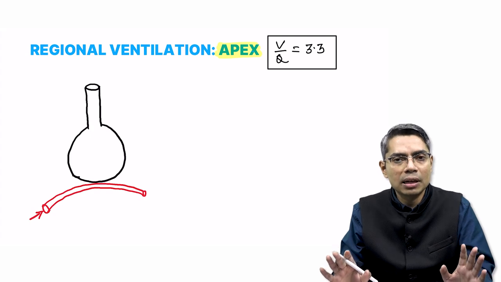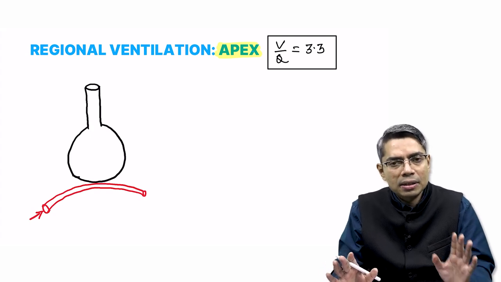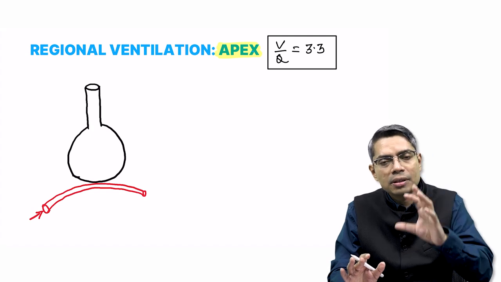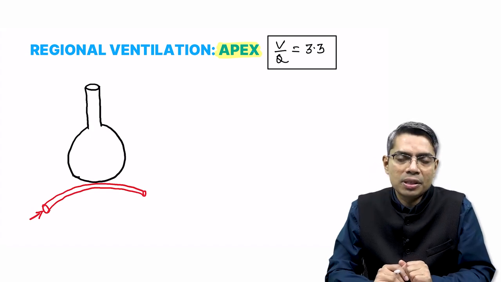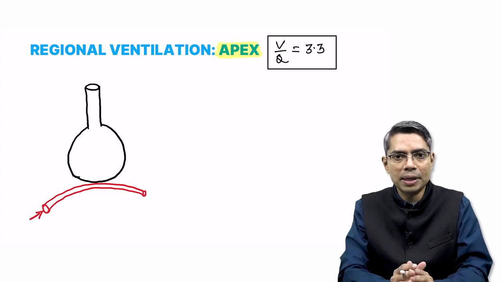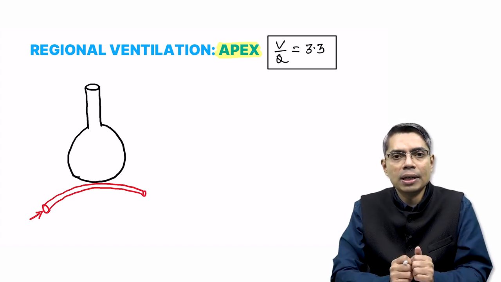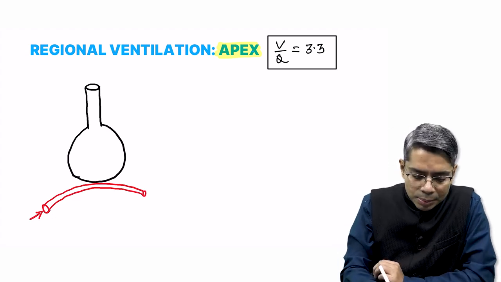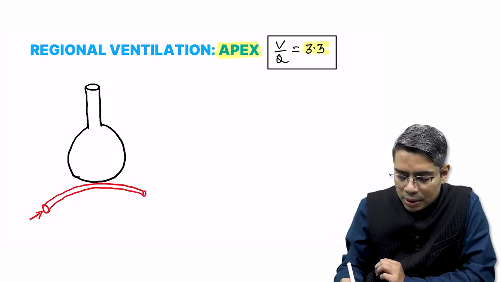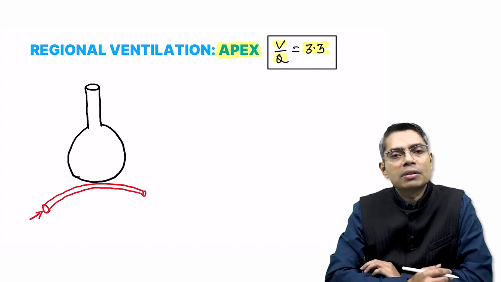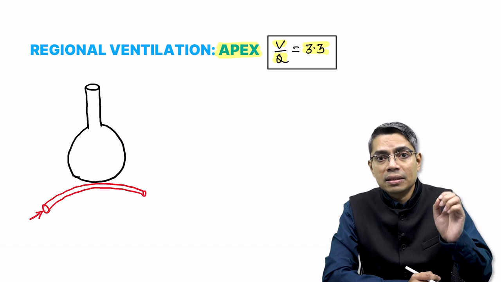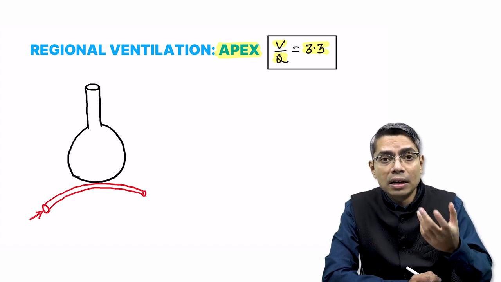Forget about other parts of the lung for the time being. We have already seen the ratio is maximum at the apex, that is 3.3, and minimum at the base, that is 0.6. Now you concentrate only on apex. So at the level of apical alveoli, the ratio is 3.3. What is the meaning of this 3.3? 3.3 means ventilation upon perfusion is 3.3, which means ventilation is 3.3 times more than the perfusion.